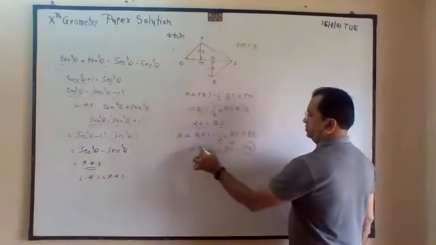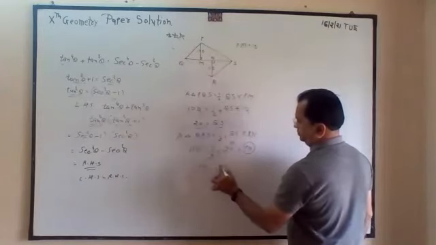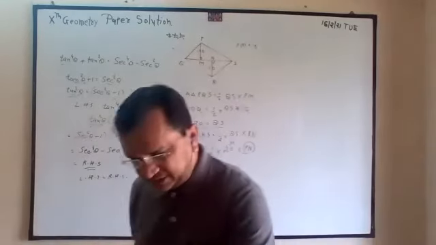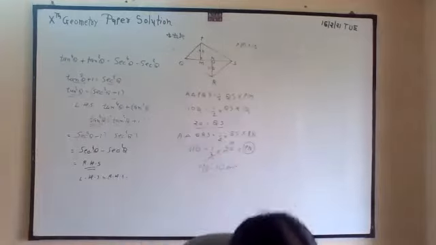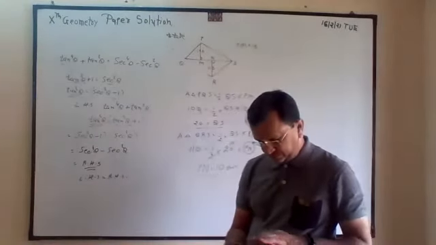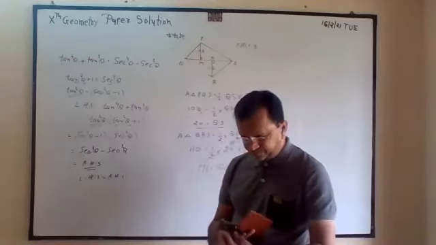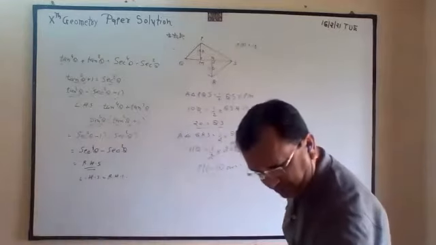Ten, then 0, 0. So PN is 10 centimeter. Mark this, very important question. This is also a good example.